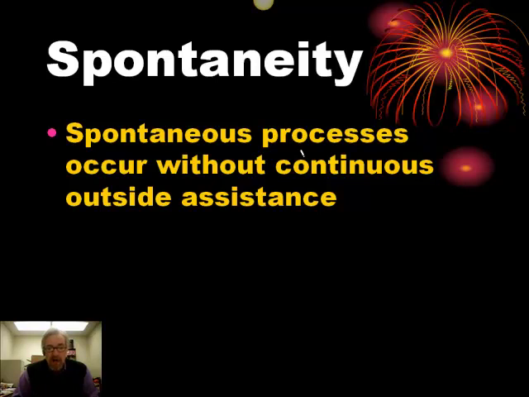Examples would be objects rolling down a hill. Once you start a ball rolling down a hill, it will keep rolling down a hill without you continuing to roll it. An object rolling up a hill would not be spontaneous. You'd have to keep working at that to get it to the top of the hill.